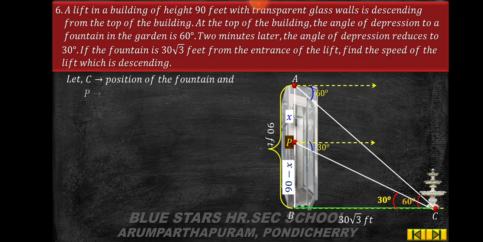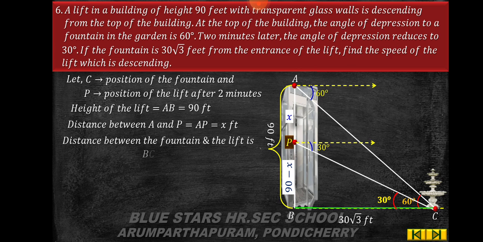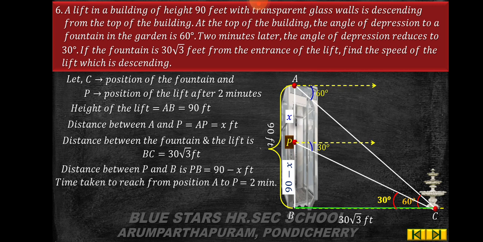Let C be the position of the fountain and P the position of the lift after 2 minutes. Height of the lift is AB equal to 90 feet and distance between A and P, that is AP, is equal to x feet. Distance between the fountain and the lift is BC equal to 30 root 3 feet. Distance between P and B is PB, which is equal to 90 minus x feet. Time taken to reach the position A to P is 2 minutes.